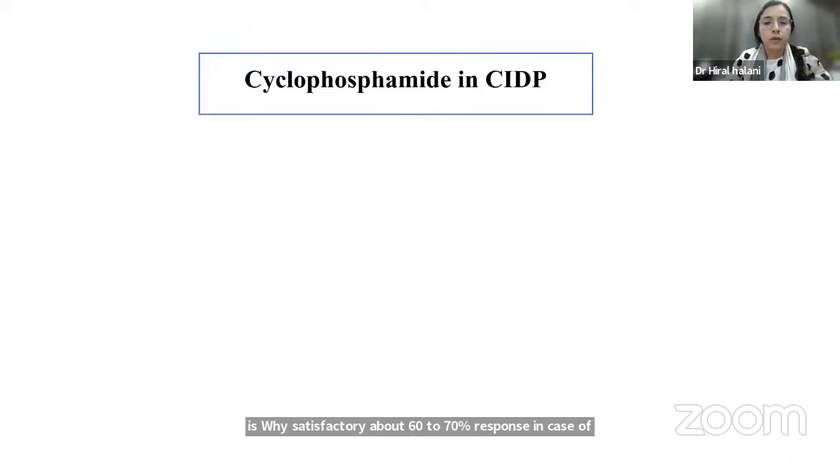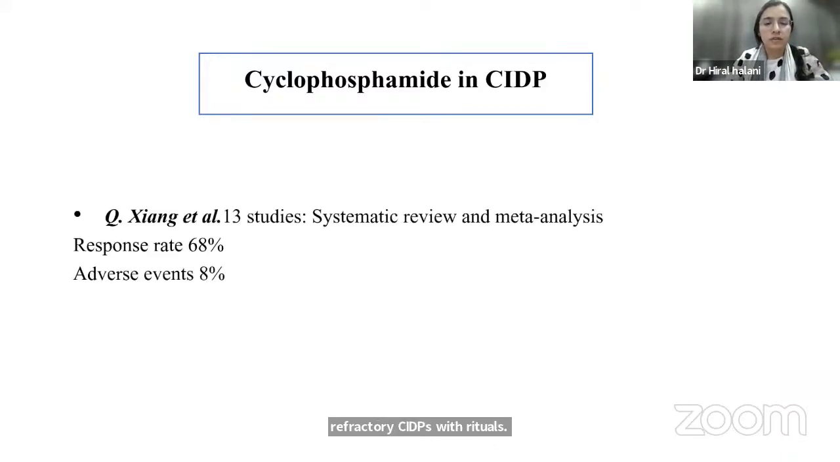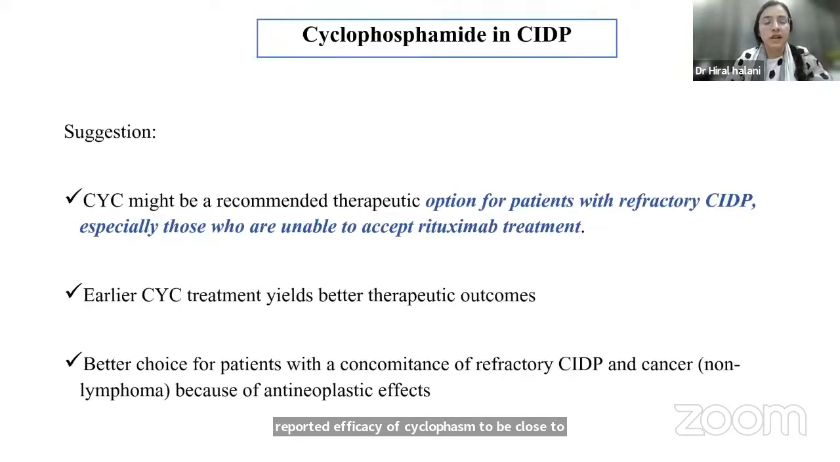The next one is cyclophosphamide. Now, there was a systematic review of 13 studies put together, which reported efficacy of cyclophosphamide to be close to 70% in refractory CIDP. They suggested that cyclophosphamide might be a recommended therapeutic option for patients with refractory CIDP, especially those who are unable to accept rituximab treatment.